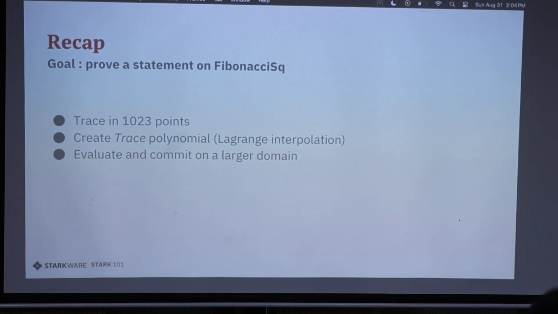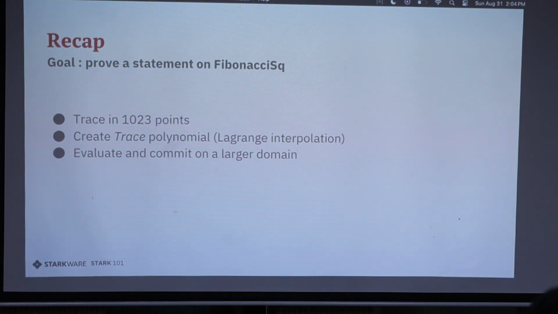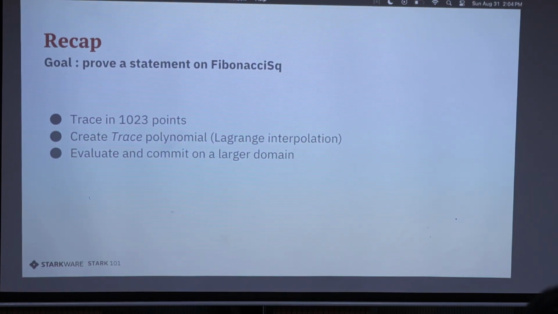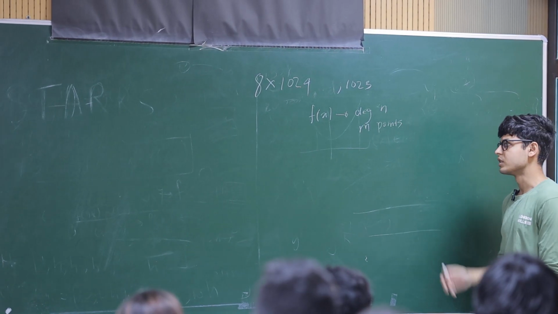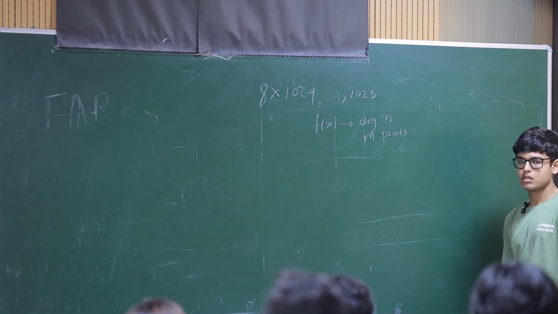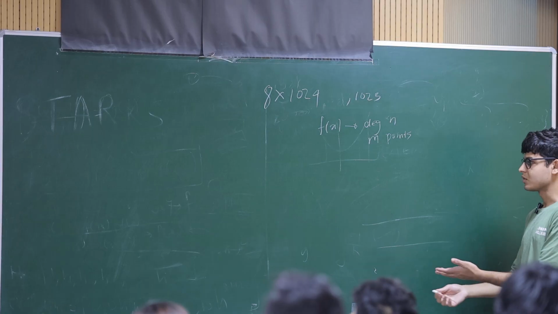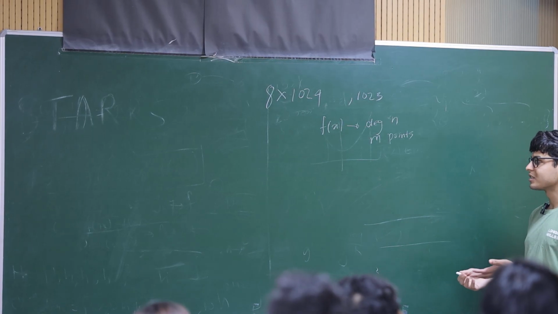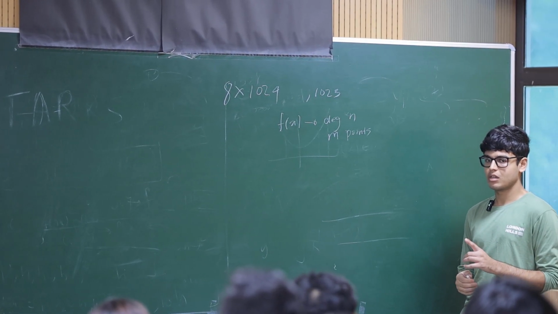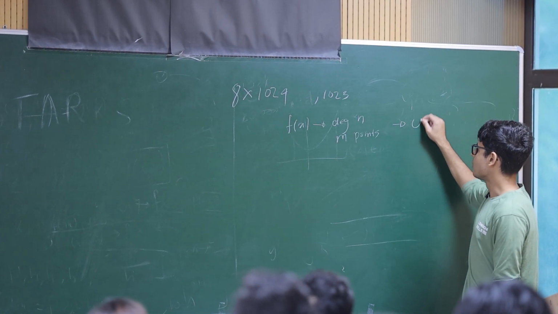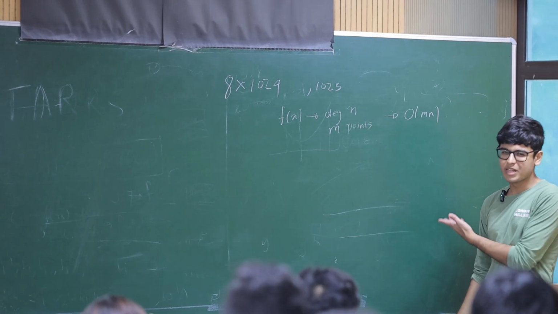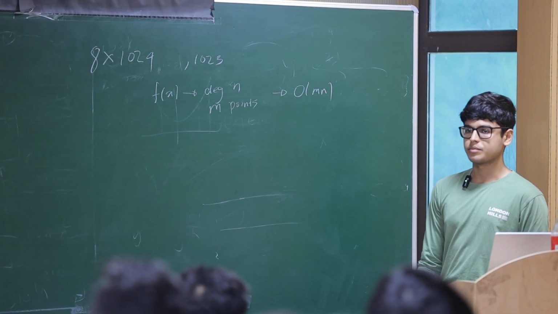So I have a polynomial f of x. The degree is n, and I want to evaluate it on m points. What is the time complexity of this? Okay, what is the time complexity of evaluating this polynomial on one point? O of n, right? Yeah. So then for m points, it's just O of mn. Pretty bad, but it's quadratic time complexity.